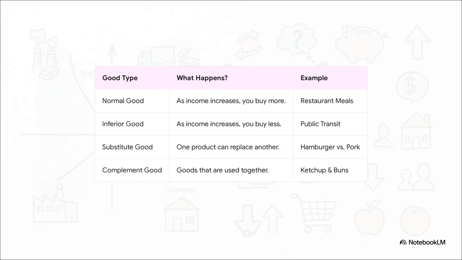But price isn't the only thing that messes with our buying habits. Other stuff is going on too. Like, let's say you get a raise. You'll probably buy more normal goods, like going out to eat more often. But you might buy less of an inferior good. Maybe you'll stop taking the bus because now you can afford a car. And of course, there are substitutes, like choosing pork if beef gets too expensive. And complements. You can't really have a hamburger without a bun, right? All this stuff shifts our demand around.